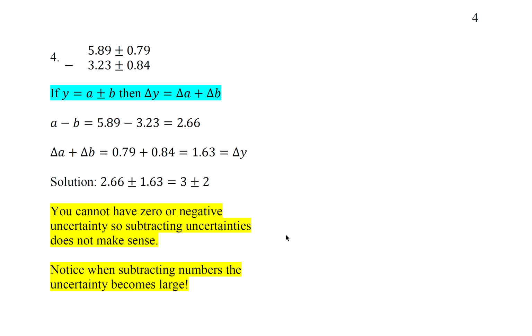And notice when subtracting numbers, the uncertainty becomes large. So our value is 3 plus or minus 2. I mean, that's huge, right? Our values could be between 1 and 5.